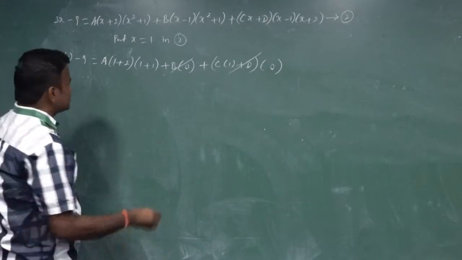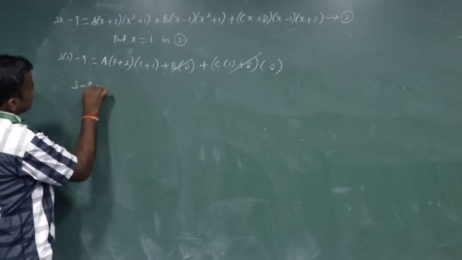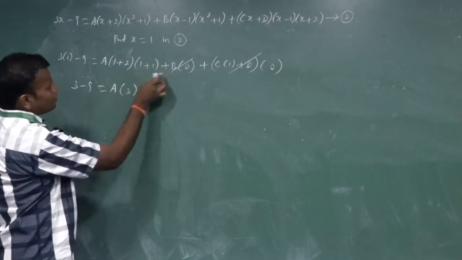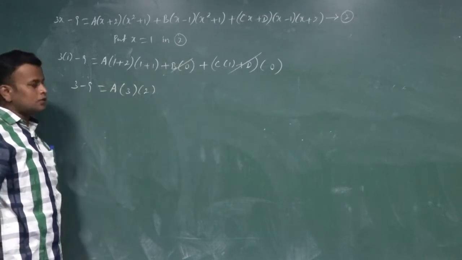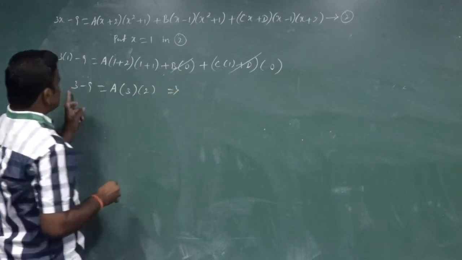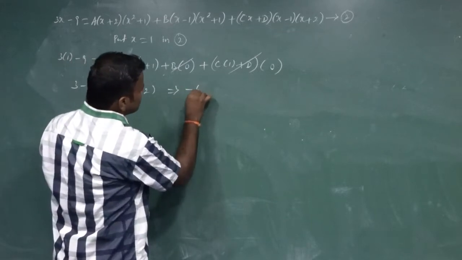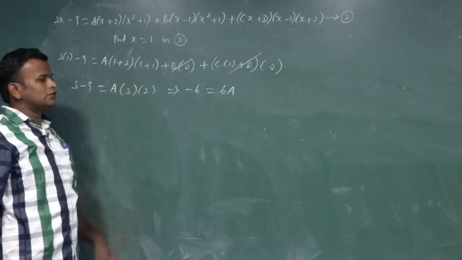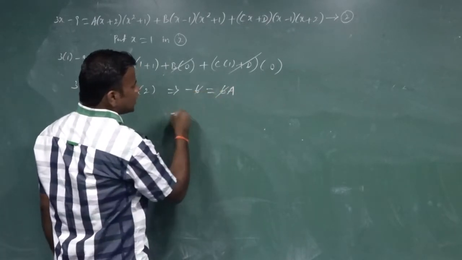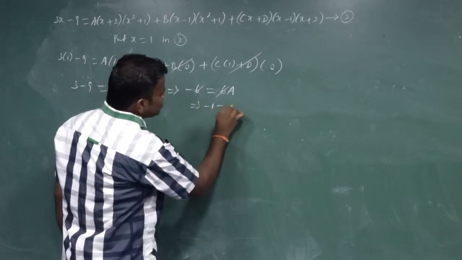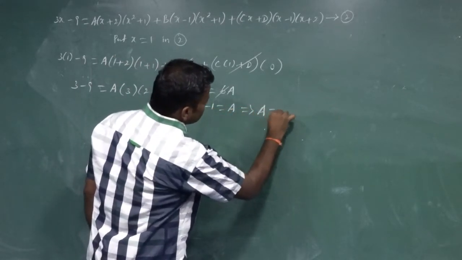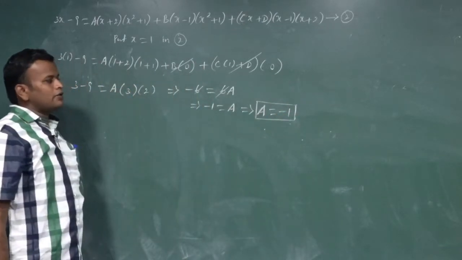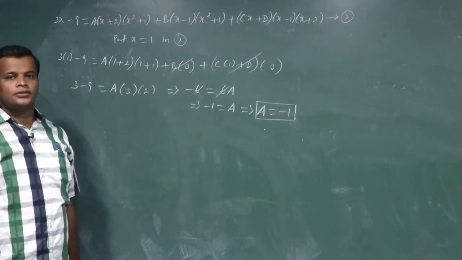So all terms are cancelled. Here also cancelled. 3 minus 9 is equal to a of 1 plus 2, 3, and 1 plus 1 is 2. All the remaining values are 0. So 3 minus 9 is minus 6, equal to 6a. 3 2s are 6a. 6 and 6 are cancelled. Minus 1 is equal to a. So the value of a is minus 1. So we found the value of the constant a, the value of a is minus 1.